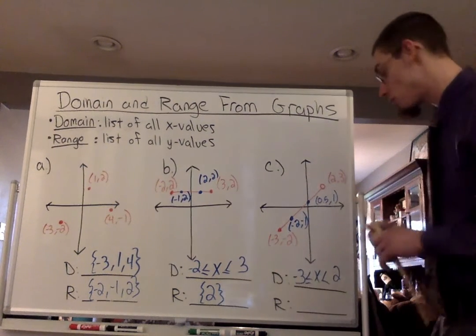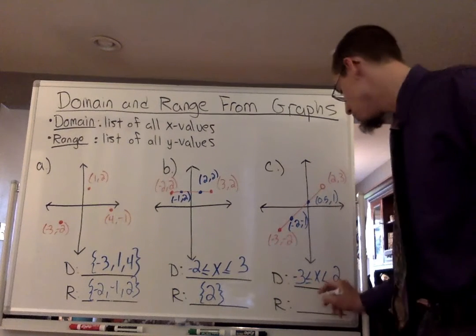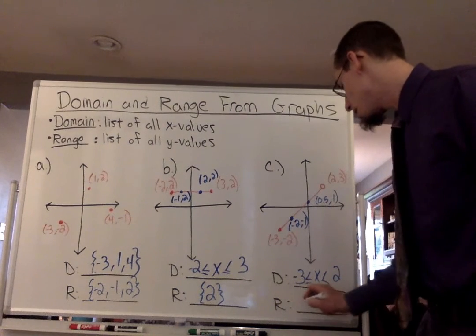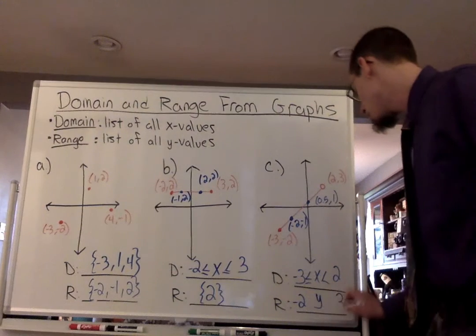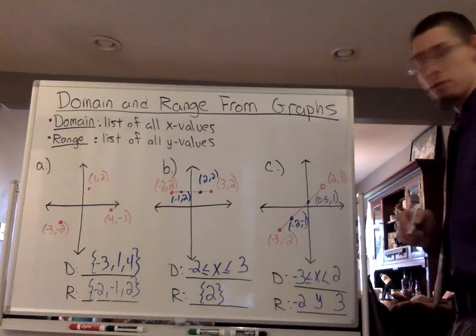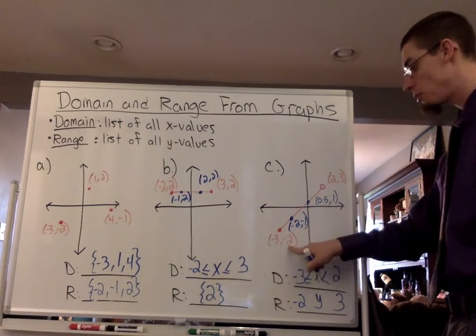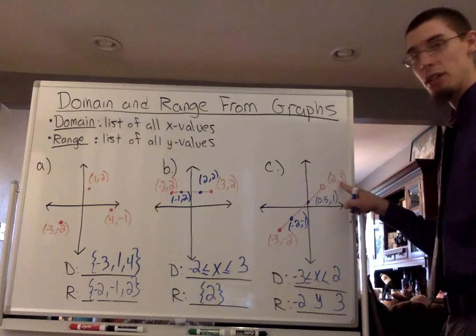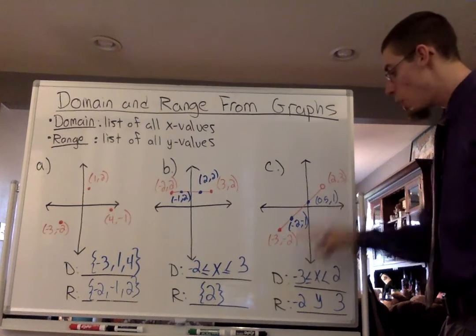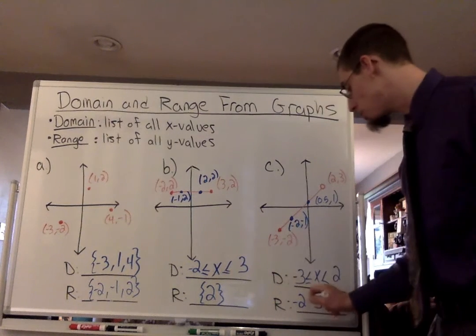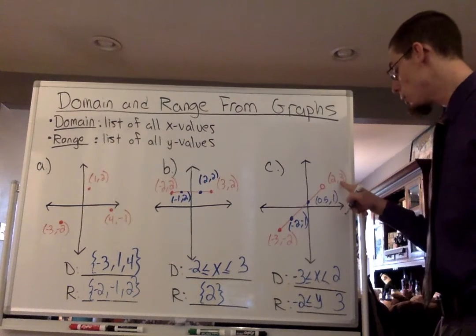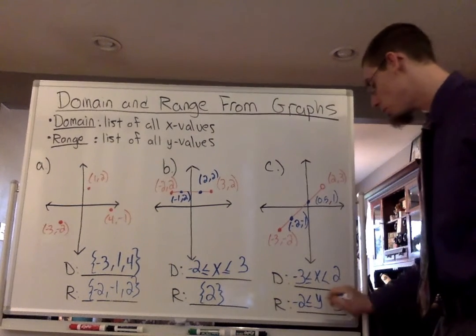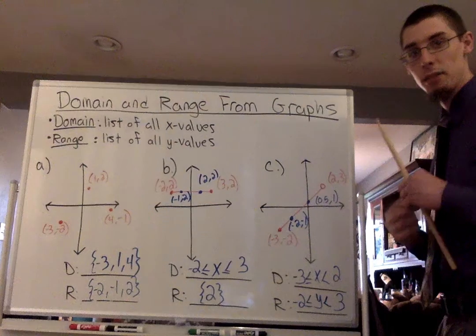So my range, the y values this time, is everything between negative 2 and positive 3. Negative 2 is my lowest, positive 3 is my highest. With the negative 2 closed circle, it should be less than or equal to. With the positive 3 open circle, it should be less than.